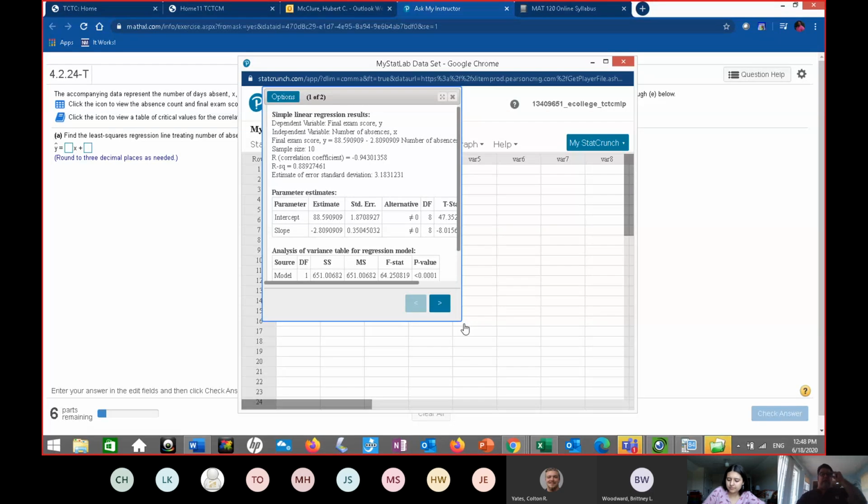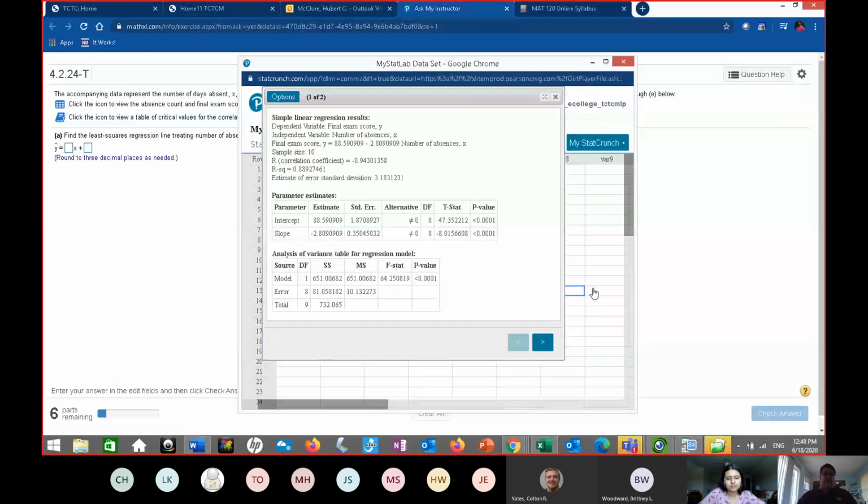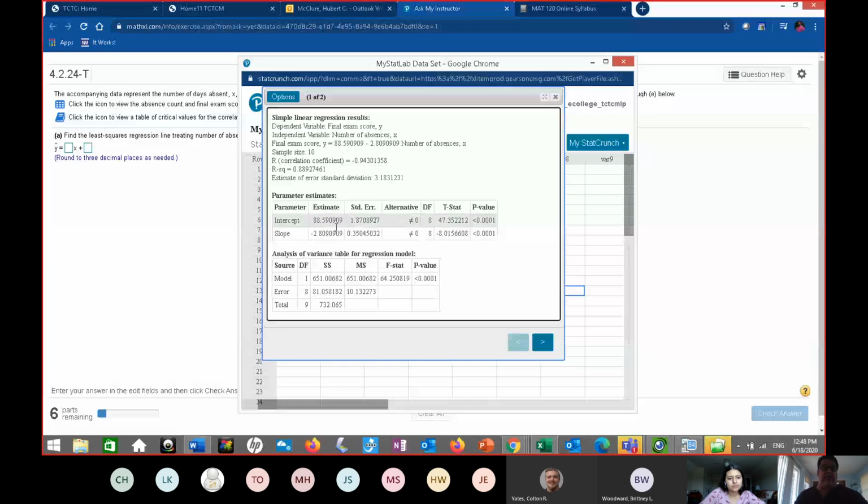Now, what should you write down? Well, of course, I'm looking because I don't use this very often. There's the y-intercept. That's 88.590909. The slope is negative 2.809, blah, blah, blah. And your R, what is your R? Negative 0.943015. Those are some of the things you need to write down.